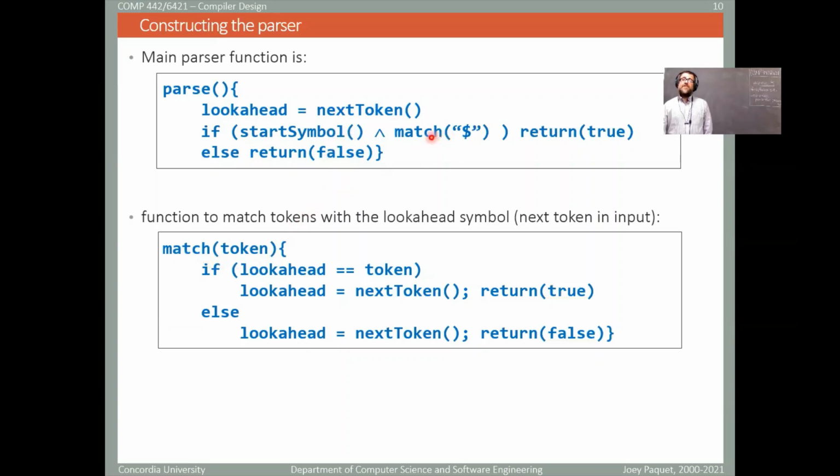Then what is this match function? The match function receives a token. That's basically the token that you pass to it here, which is a token that you are expecting.